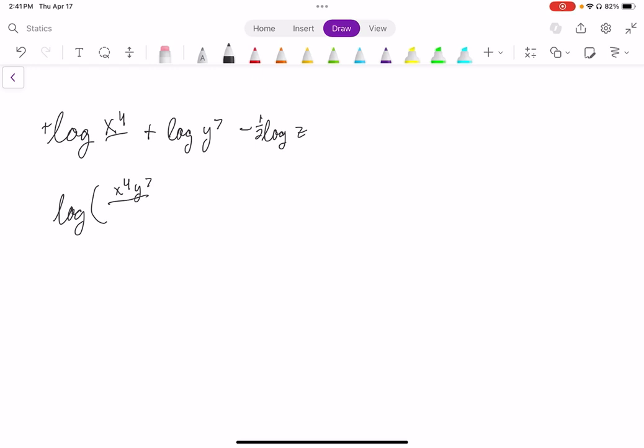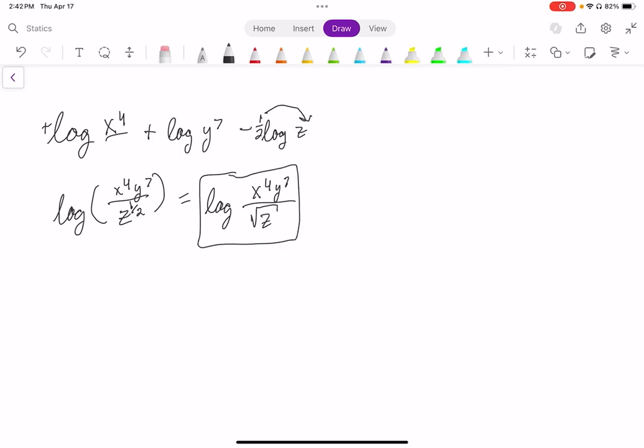divided by, now we can use our property here. Notice that we have a negative sign, but also we have a coefficient in front of our log. So I want to move that to the power or the exponential position of z. And then I'll put that in the denominator of our new log. Since we have a fractional exponent, I'm going to rewrite this. It's log x to the fourth y to the seventh over the square root of z. That is our most simplified form.